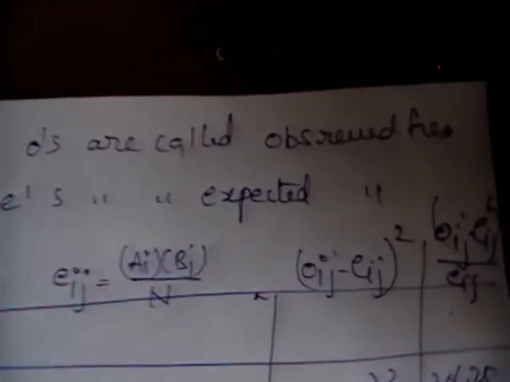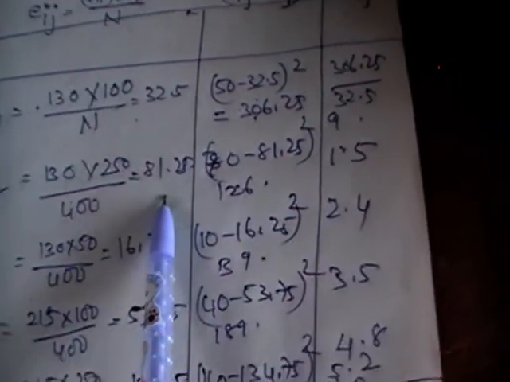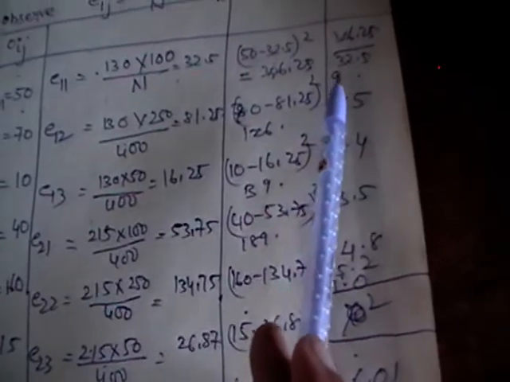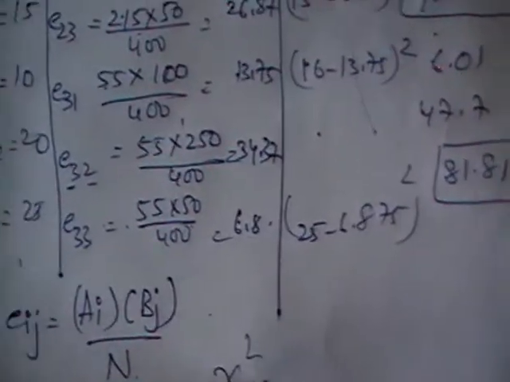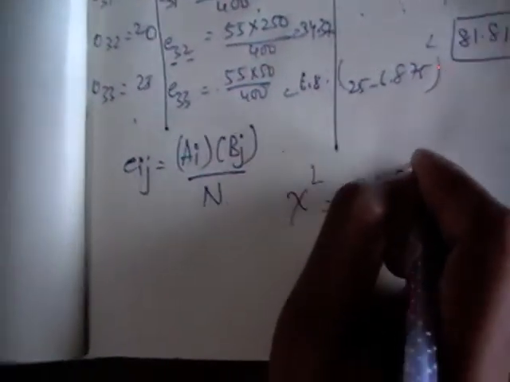Then what is the last column? Oij minus Eij whole square by Eij. This value divided by Eij. This value divided by Eij. And by adding the last column, it gives you chi-square, which here is nothing but 81.81.